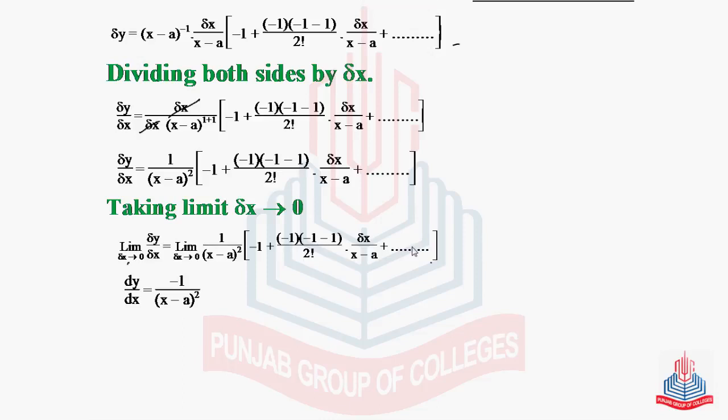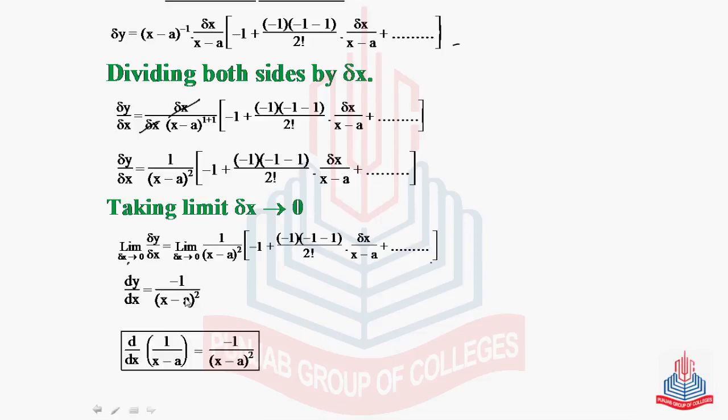We have only this minus 1 multiplying 1 over x minus a whole square, so we have minus 1 divided by x minus a whole square, and finally we can write the value of y, which is 1 over x minus a. So that will be the derivative of 1 over x minus a with the help of differentiation by definition.